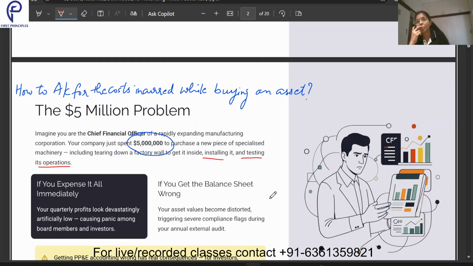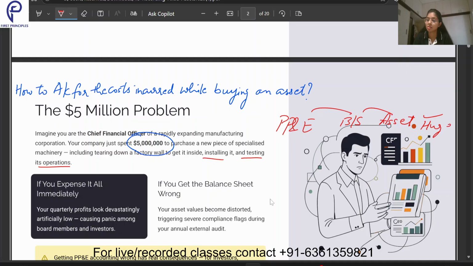Now, property, plant and equipment is a major asset that is reported on our balance sheet. PP&E goes where on my balance sheet? As an asset, and this is of huge value. So that is why it is important for us to get it at the correct value.